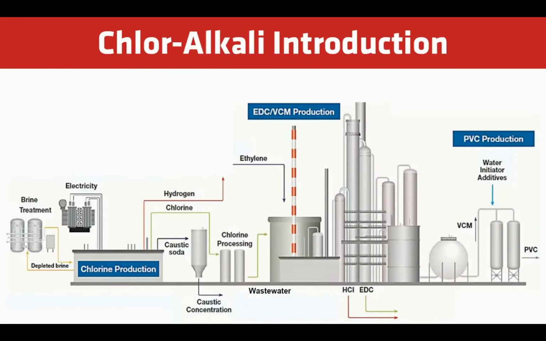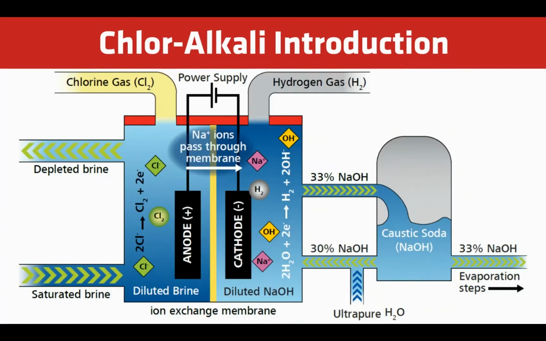Chlor-alkali is an industrial process for the electrolysis of sodium chloride brine solution. This technology produces sodium hydroxide, hydrogen, and chlorine. The most common chlor-alkali electrolysis process uses a membrane cell. When saturated brine passes through the anode, chloride ions are oxidized to produce chlorine gas.